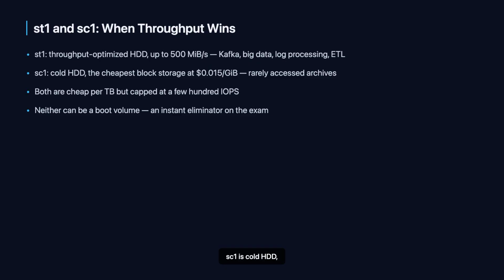SC1 is cold HDD, the cheapest block storage on Amazon Web Services at about 1.5 cents per gigabyte, made for archives you rarely touch. Both are cheap per terabyte, but capped at just a few hundred IOPS, so they're terrible for random access. And remember, neither can be a boot volume. The moment a question mentions a root or boot disk, you can eliminate both immediately.